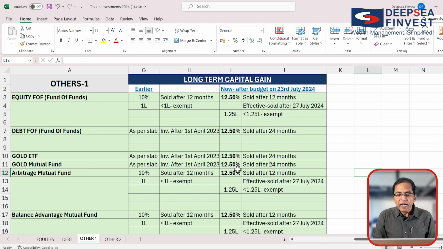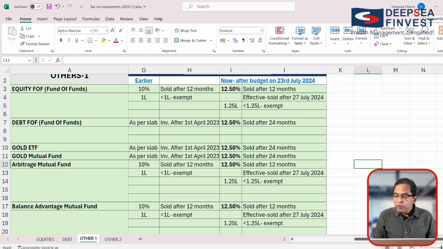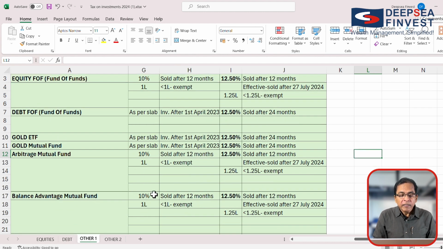Arbitrage fund is now taxed at the rate of 12.5% if sold after 12 months. So arbitrage fund is taxed very similar to the equity funds, and the exemption limit of 1.25 lakh also applies here. Lastly, the balance advantage fund. Here you see the earlier tax rate was 10% with an exemption of 1 lakh, but now it has been increased to 12.5% if sold after 12 months, and the exemption limit is 1.25 lakhs.